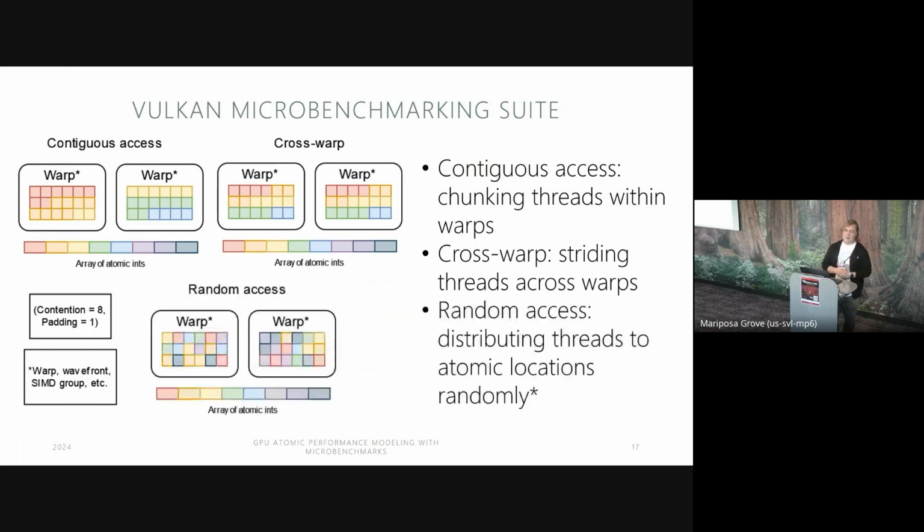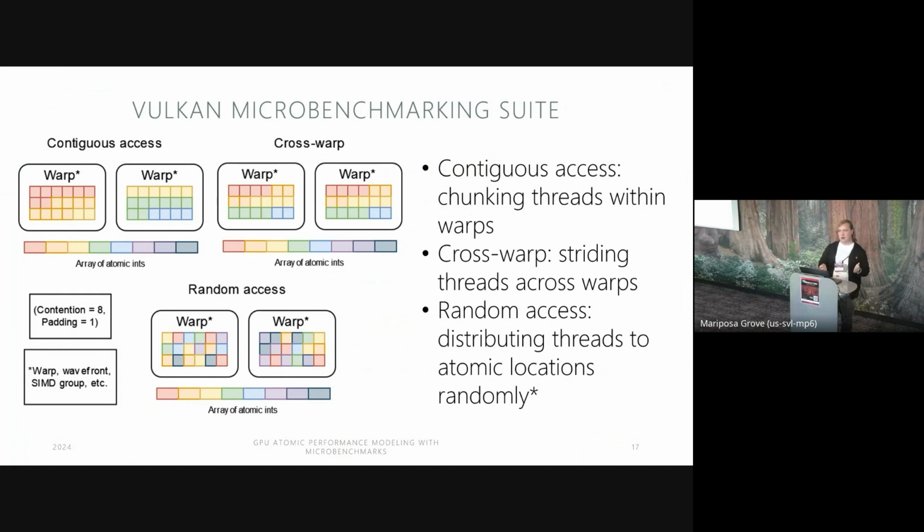The third access pattern that we have here is random access. We take every single thread we can get in flight on the GPU, and we distribute it randomly across this array of atomic integers. And in this test, we specifically vary the size of the array, meaning that if your size is 1, every single thread on the GPU is trying to access this one spot. If your size is 16, there's 16 locations that randomly get distributed.